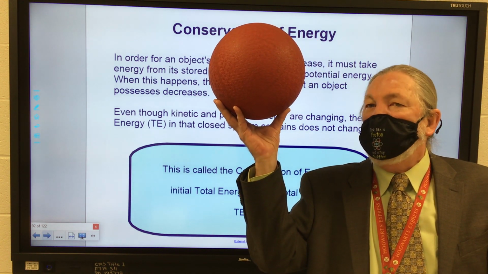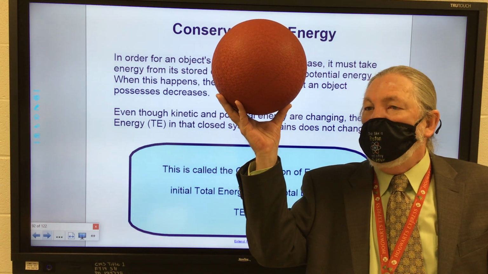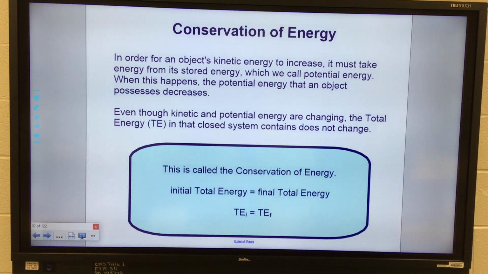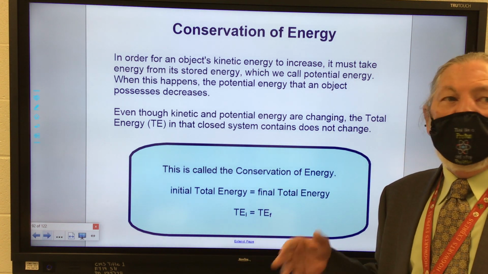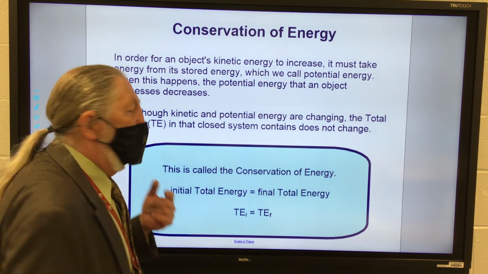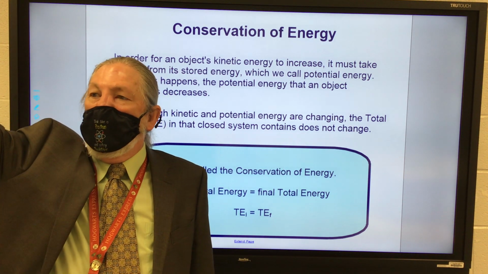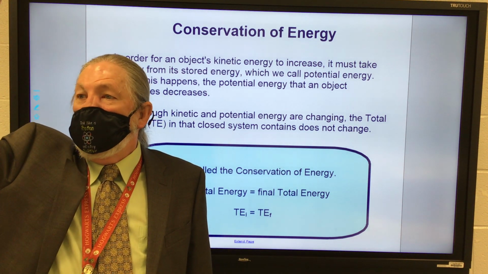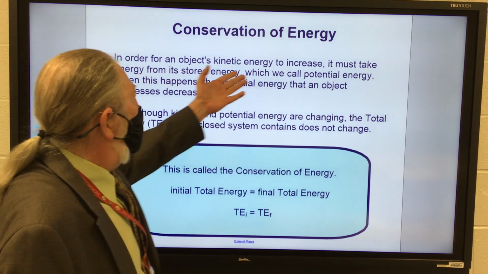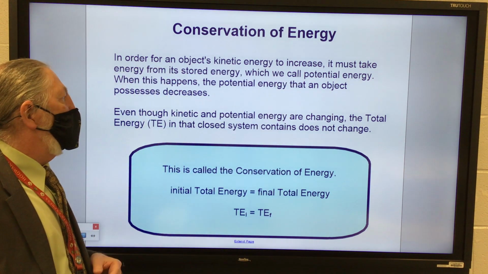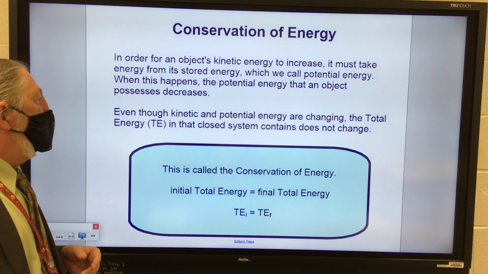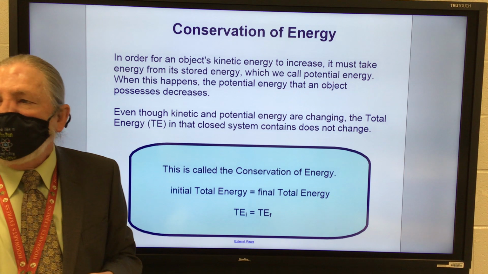And gravity is going to determine the kinetic energy, right? It's going to pull it down to Earth. So where does kinetic energy get its energy from? In a nutshell, potential energy, right? The higher the object is, the more potential energy. So in order for an object's kinetic energy to increase, it must take its energy from stored energy, which we call potential energy. Okay, so when this happens, the potential energy that an object possesses decreases.